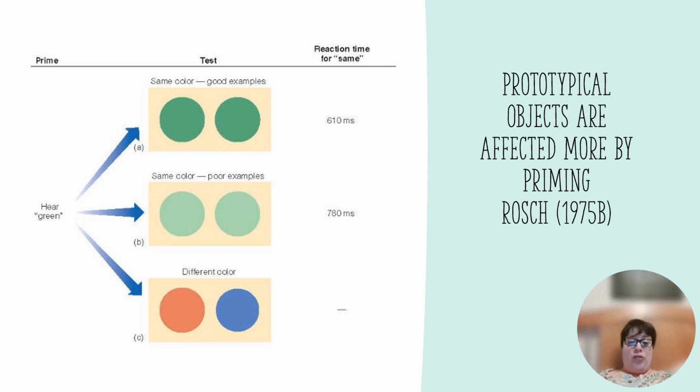The most important result occurred for the two same groups, because in this condition, priming resulted in faster same judgments for the prototypical colors condition than for the non-prototypical colors condition. For example, when you saw the same color as good examples, it took people about 610 milliseconds to say yes, they're the same color, as opposed to when you saw two light greens, not prototypical examples of green, which took a longer period of time, about 780 milliseconds. So having a prototypical member of the category green resulted in more of a priming benefit.